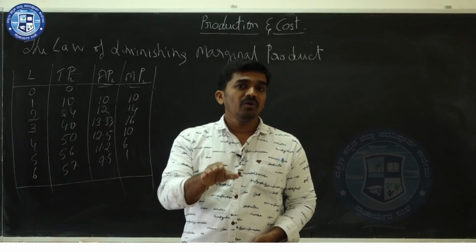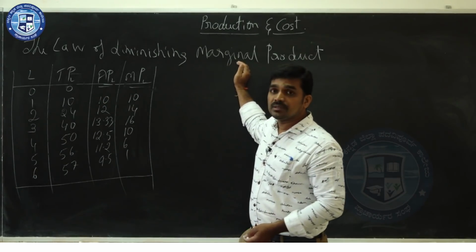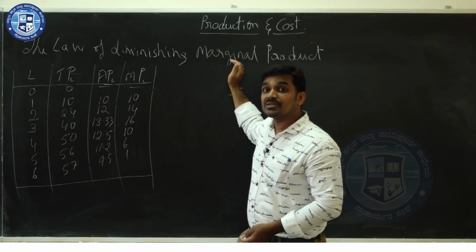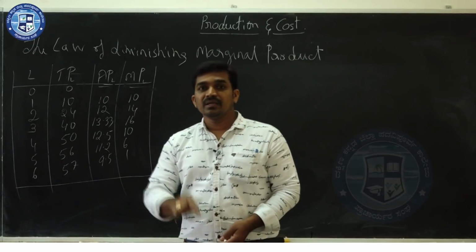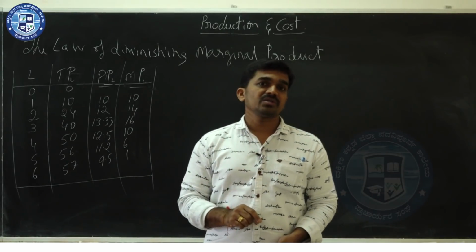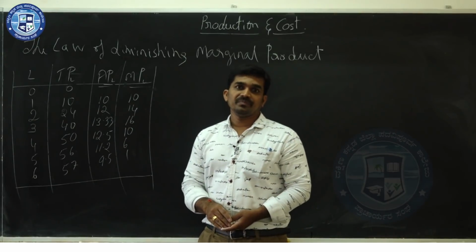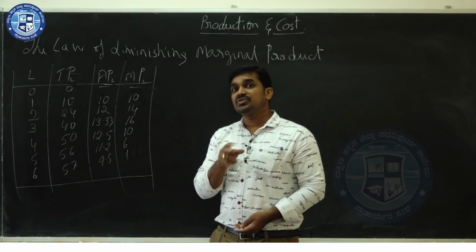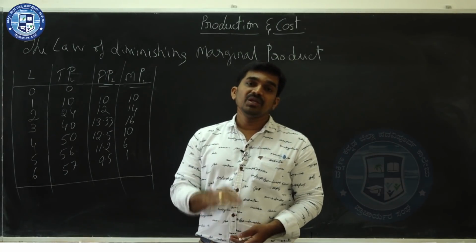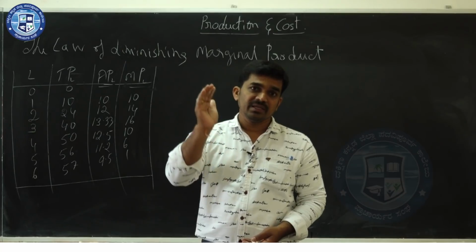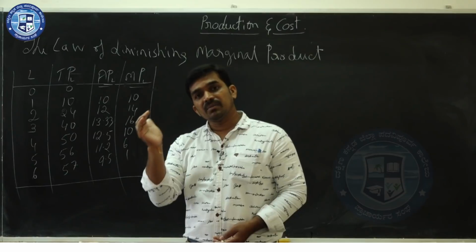And the law of diminishing marginal product is short run production analysis. In the short run, at least one factor is constant or fixed and the other factor is variable. So we continuously change the variable factors with the fixed factor. Initially marginal product increases. After a certain point, marginal product starts falling.